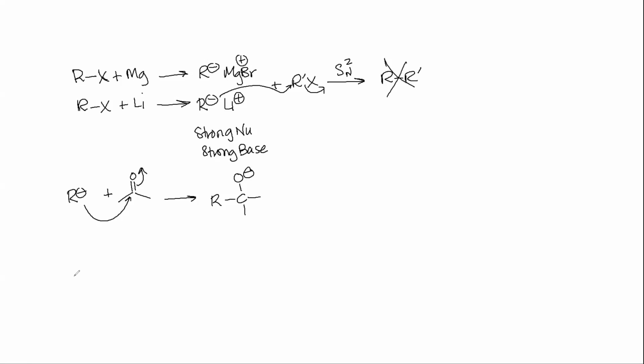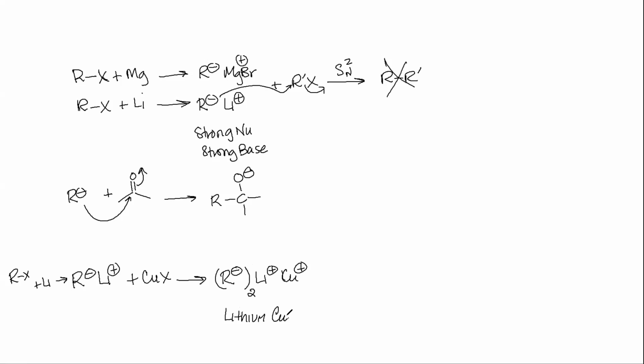So what Gilman did was he decided to take his organolithium compound that he made again by taking the alkyl halide and adding lithium metal to it. But then he added a copper 1 halide to it. And when you add a copper 1 halide to this, the complex that you form is 2 of the anions and a lithium plus and a copper plus. So that what you end up with is +2 and then -2. So this is what's called the lithium cuprate, and it's also then called the Gilman reagent.